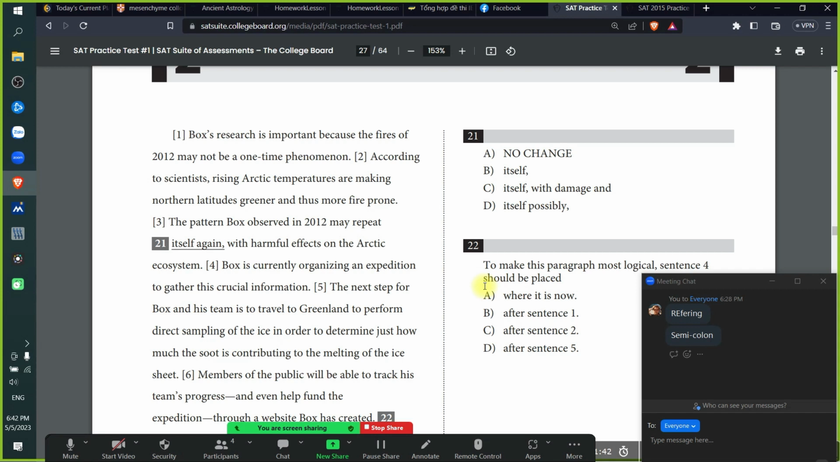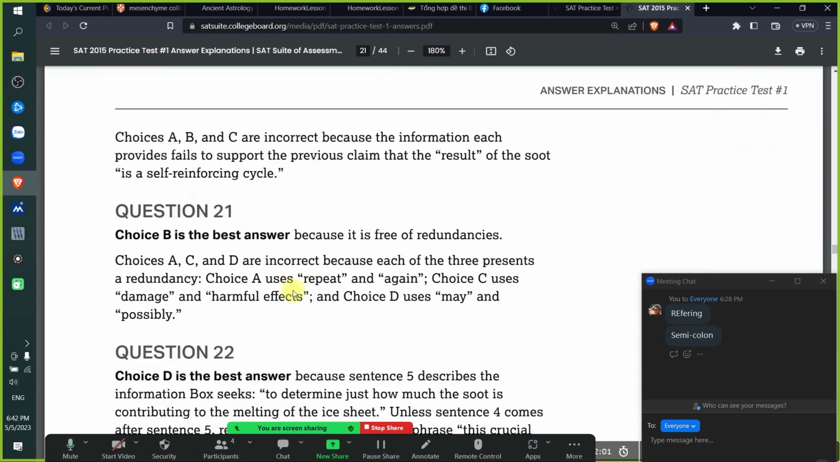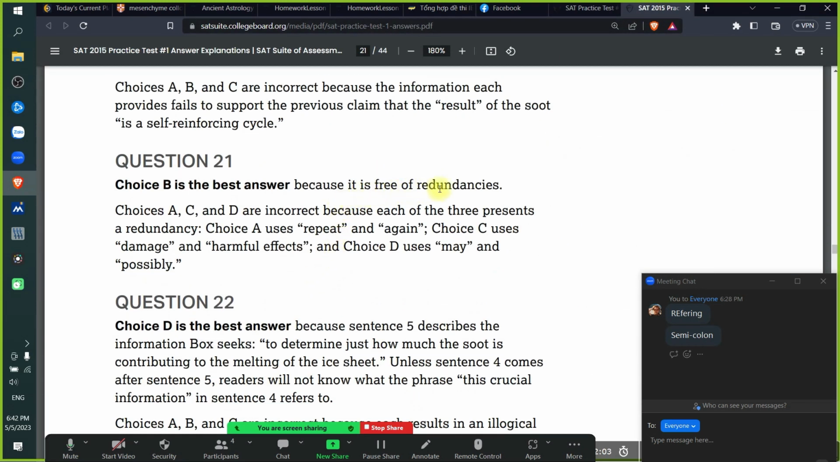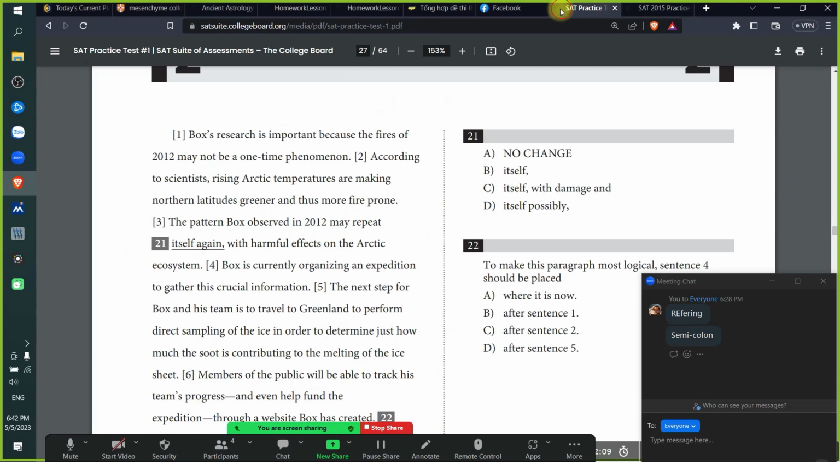B. D or B? B for B, D for door, is B itself. May repeat itself, comma, with harmful effects on the Arctic ecosystem. The Arctic. So it's B because it's free of redundancies. Nó không có bị những cái vụ mà thừa mứa từ. So itself, very good.